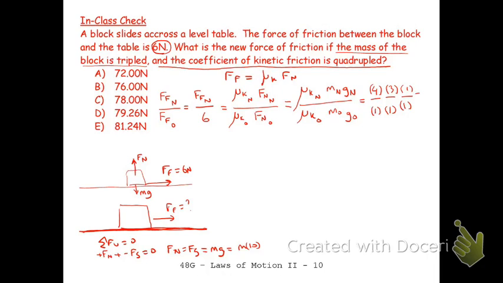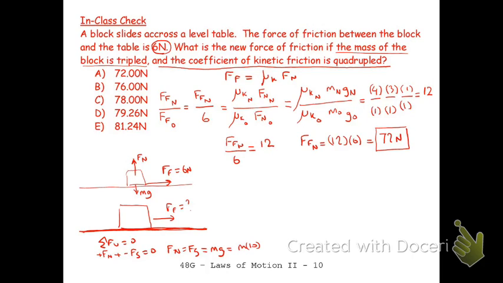And that equals 12. And a whole bunch of people, the first time they do this, will tell me that the new frictional force is 12 newtons. But it's not. Because the new frictional force over 6 is equal to 12. So the new frictional force is equal to 12 times 6, which equals 72 newtons.